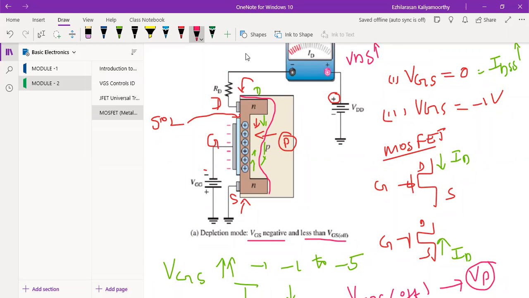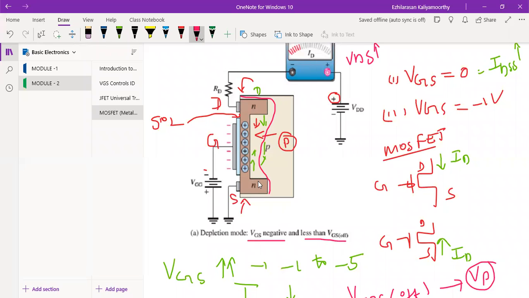That is IDSS. Then what will happen when you start to increase the VGG voltage in the negative direction? This is a negative voltage. As you start to increase it, the current will start to flow from source to drain. So slowly the current will start to flow. You keep on increasing the VGG voltage, and automatically your depletion region will get wider. On the drain side, the width of the depletion region will be larger than on the source side.